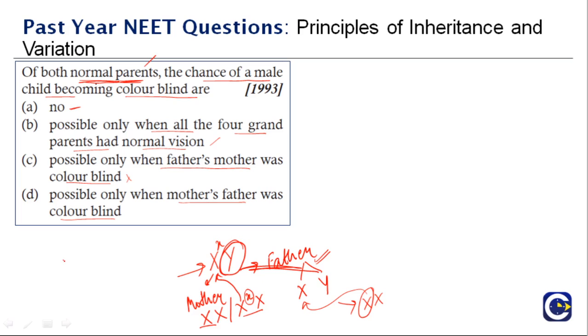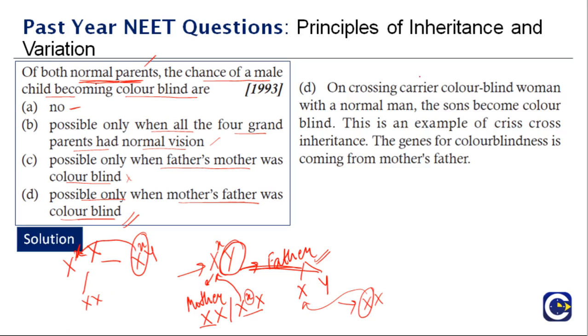And how can the mother be a carrier? This is the daughter, and she will have an X chromosome from her mother, and one from the father. So definitely the father must have a damaged one, and as a result she carried over this one. So possible when mother's father was color blind. If mother's father was color blind, she took this one and that is why she became a carrier, because daughters always take the X chromosome from their fathers. So this is a simplistic explanation of what we discussed.